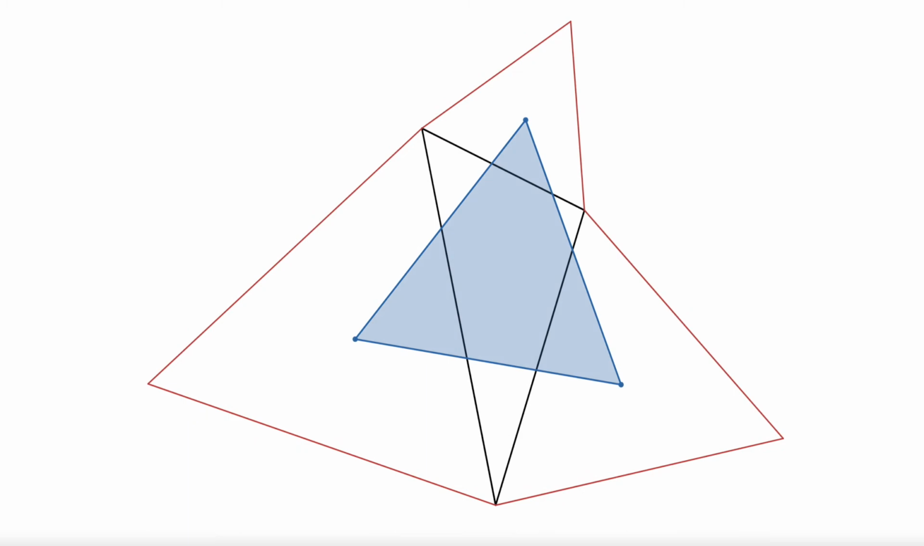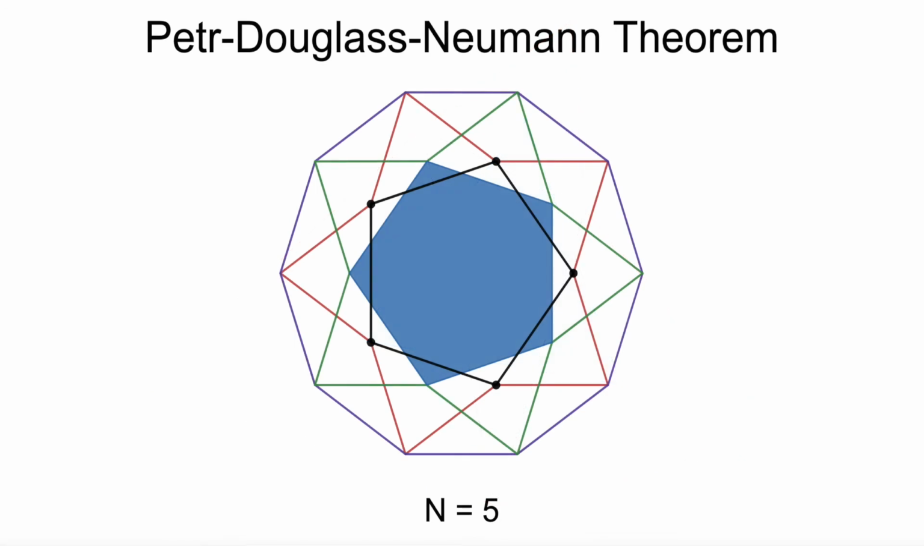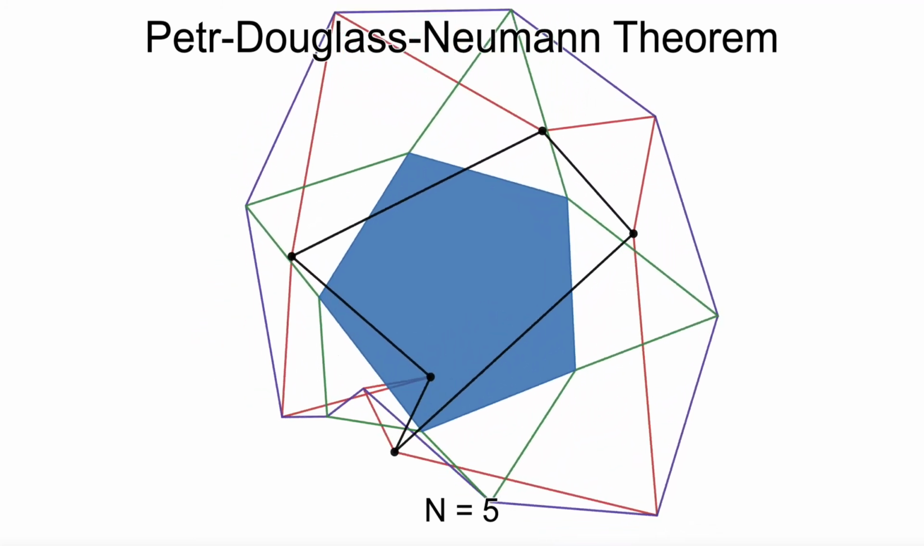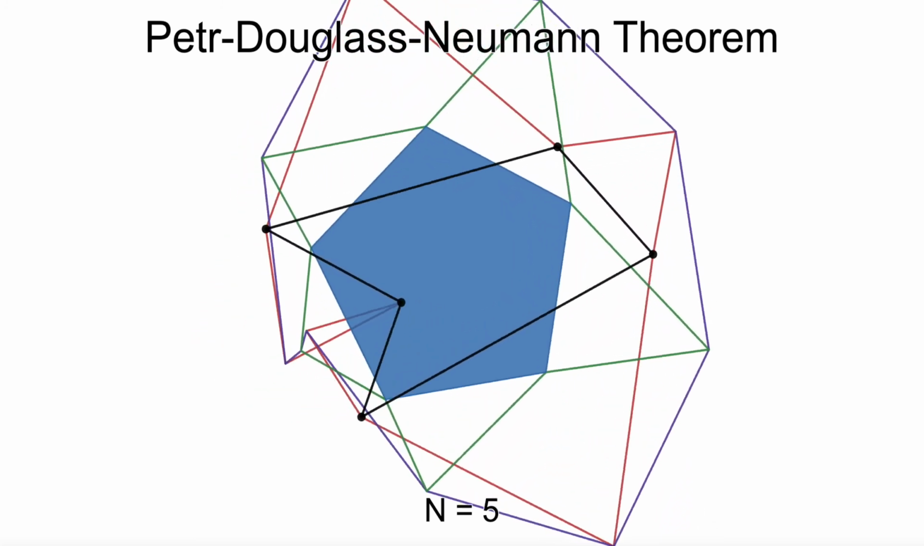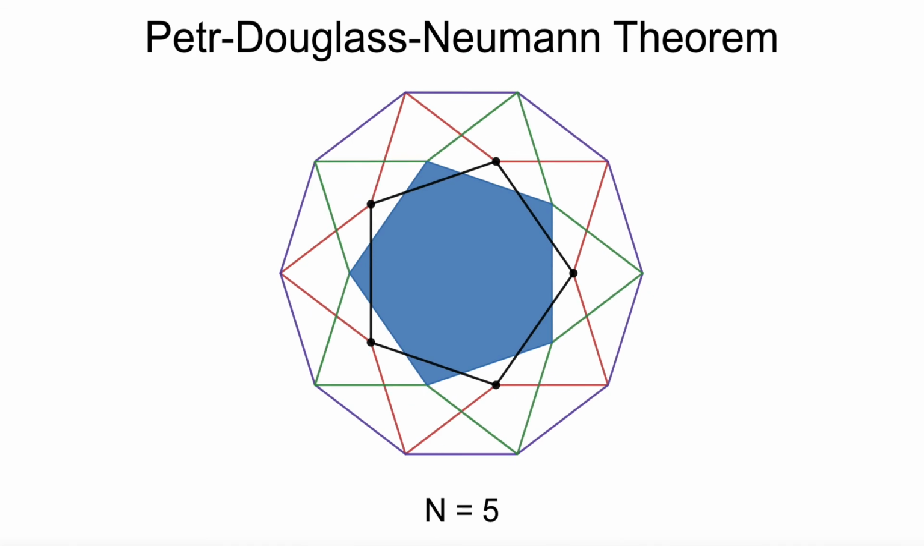Before you go, I should point out that Napoleon's and Van Aubel's theorems are both special cases of a theorem that works for polygons with any number of sides, called the Petr-Douglas-Neumann theorem. This is a marvelous theorem that lends itself to some really nice animations. And maybe someday I'll figure out how to explain its proof clearly enough for another video.